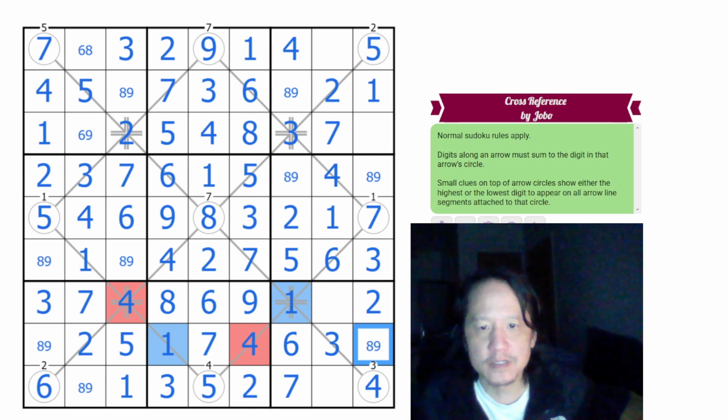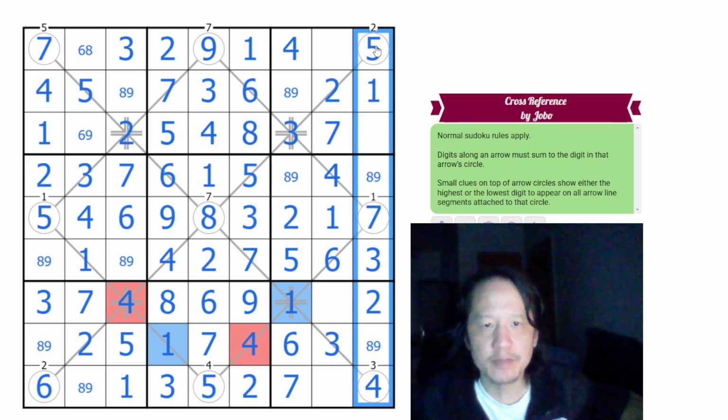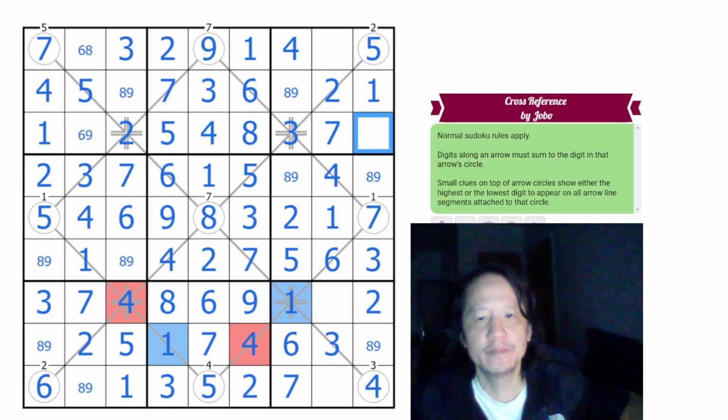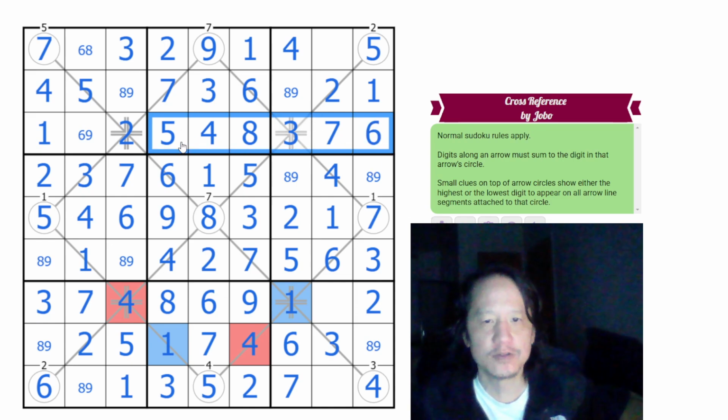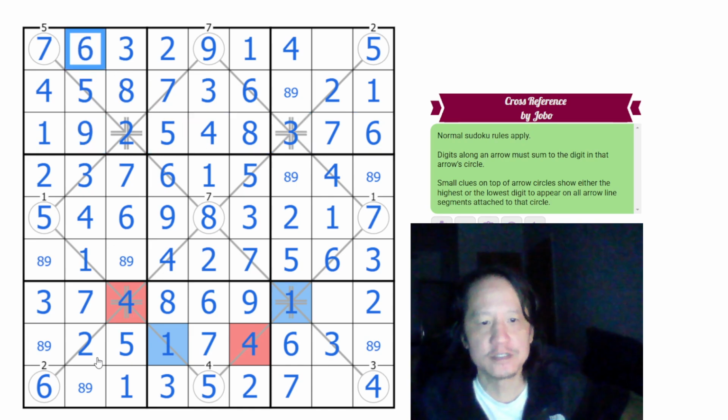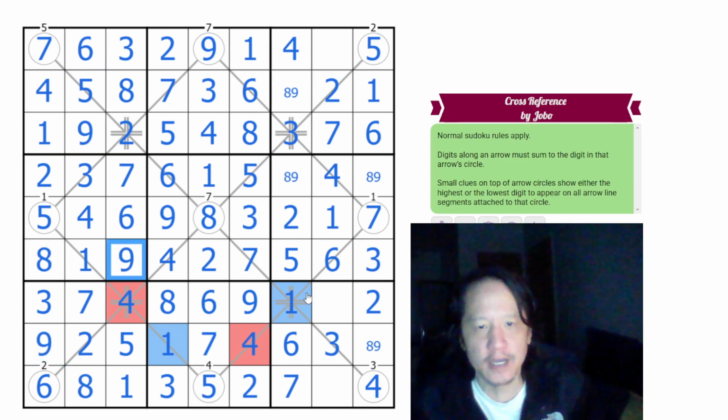This can't be 6. We have an 8, 9, 8, 9 pair in column 9, which eliminates 8 and 9 from the rest of the column. So this must be a 6 then, because that's the only digit remaining, which makes this a 9, this an 8. This is 6. This is just a normal Sudoku now. This is 8. This is 9. This is 8. This is 9.